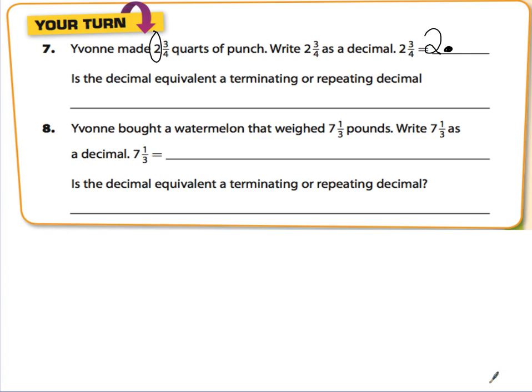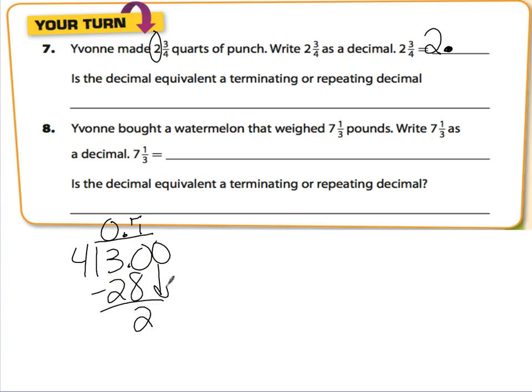And then what I'm going to do is take my 3 and divide it by 4. I know it's going to go 0 times. I'm going to add my decimal and add my decimal. Add my 0. 4 goes into 30 7 times. Minus 28 gives me 2. Add my 0, bring it down. 4 goes into 20 5 times. Minus 20 gives me 0. So I know that 3/4 is equal to 0 and 75/100.